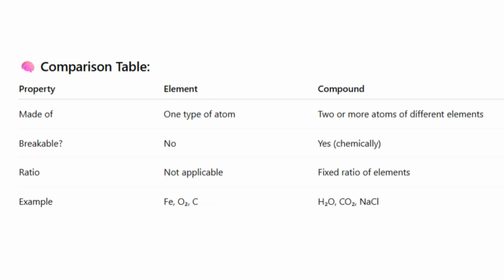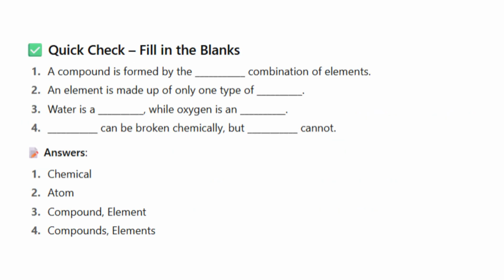Comparison table. Property: element, compound. Composition: made of one type of atom, two or more atoms of different elements. Breakable: no, yes, chemically. Ratio: not applicable, fixed ratio of elements. Example: Fe, O2, H2O, CO2, NaCl. Quick check, fill in the blanks.